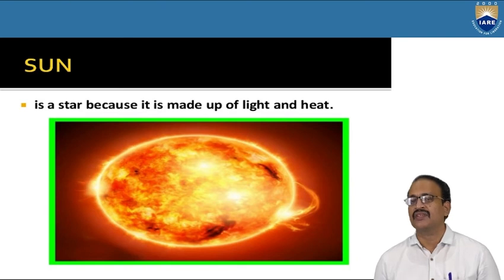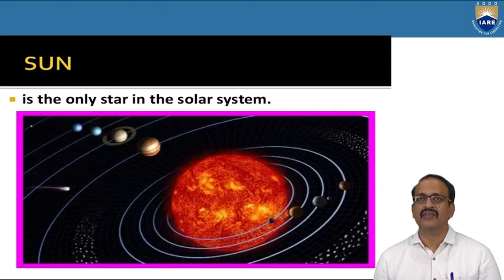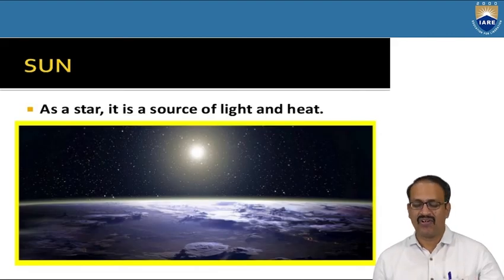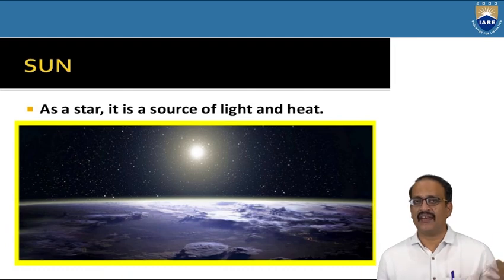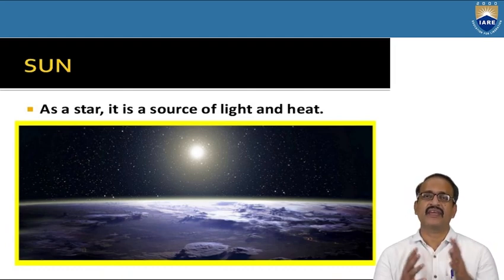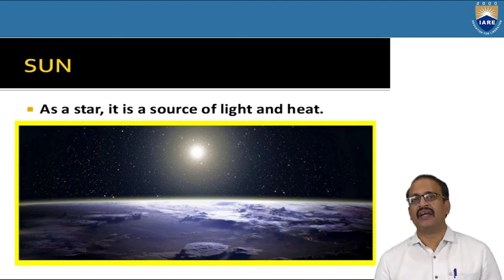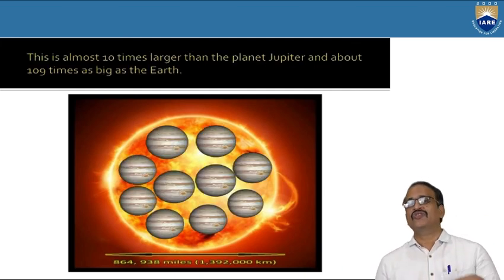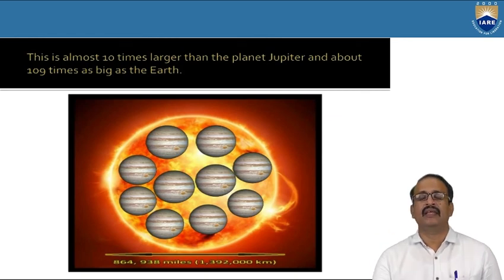It is a star with light and heat. The planets are revolving around the sun, and it is the basic source of all life, directly or indirectly. It is a life for all living beings, and it is the basic energy behind all the energies on this earth. Its diameter is 8,64,938 miles, or 13,91,980 kilometers. It is 10 times bigger than Jupiter and 100 times bigger than the Earth.